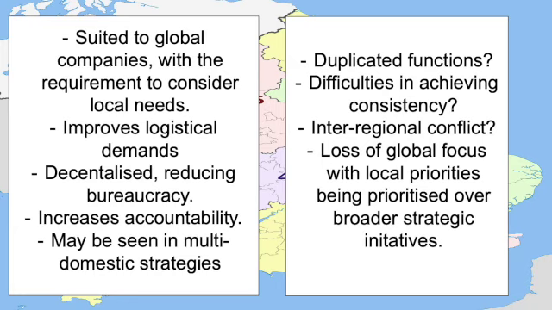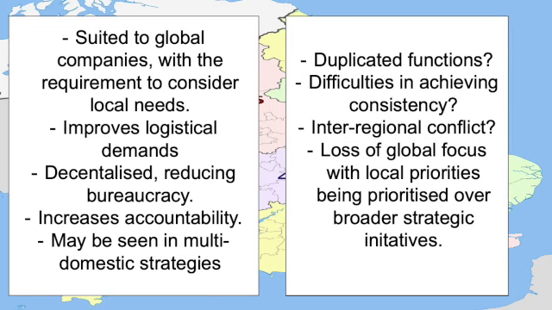You could get duplicated functions because obviously you might get, let's say, a marketing manager in one region, but you've also got a marketing manager in another region and another region. So you do get that duplication, which could be avoided if it was a different structure. Sometimes because you decentralise based on different regions, it can cause inconsistencies. And there can be a little bit of competition and inter-regional conflict. Competition might sound good, but when it's internal and it leads to conflict, then that can impact the harmony of the company. And there might be a loss of global focus because there's too much emphasis on local priorities.